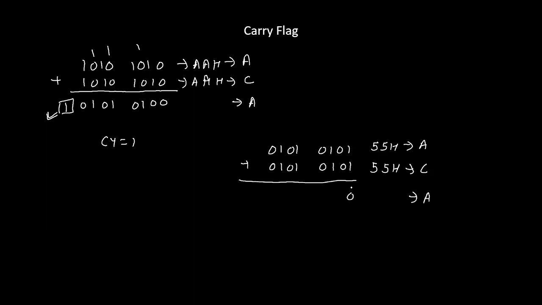So 1 plus 1 is 0 with carry 1, 1 plus 0 plus 0 is 1, 1 plus 1 is 0 with carry 1, 1 plus 0 plus 0 is 1, 1 plus 1 is 0 with carry 1, 1 plus 0 plus 0 is 1, 1 plus 1 is 0 with carry 1, and 1 plus 0 plus 0 is 1. So in this, we didn't get any extra carry, and our CY flag will become 0. So identifying carry is very easy. If we get a 9th bit after an arithmetic operation, then the CY flag will become 1. And if we do not get a 9th bit, then our CY flag will remain 0.